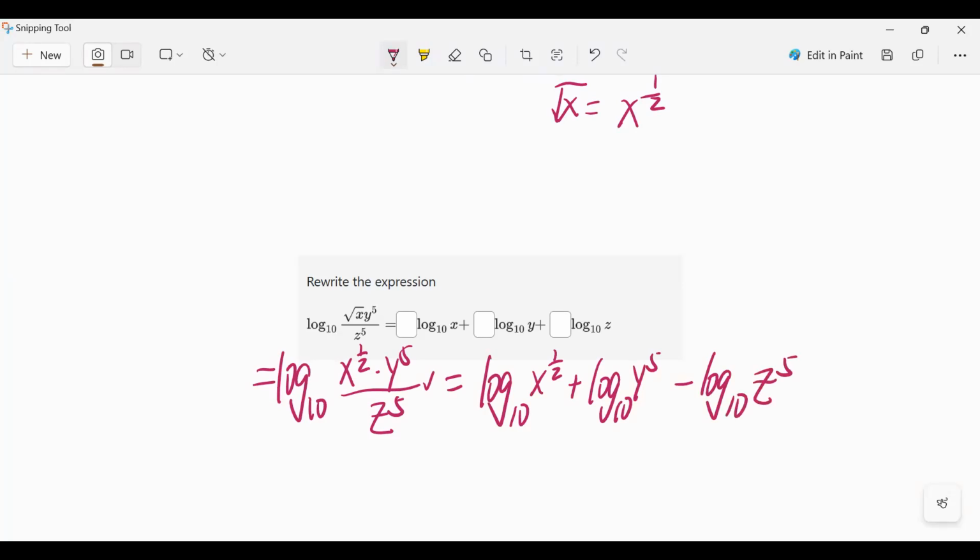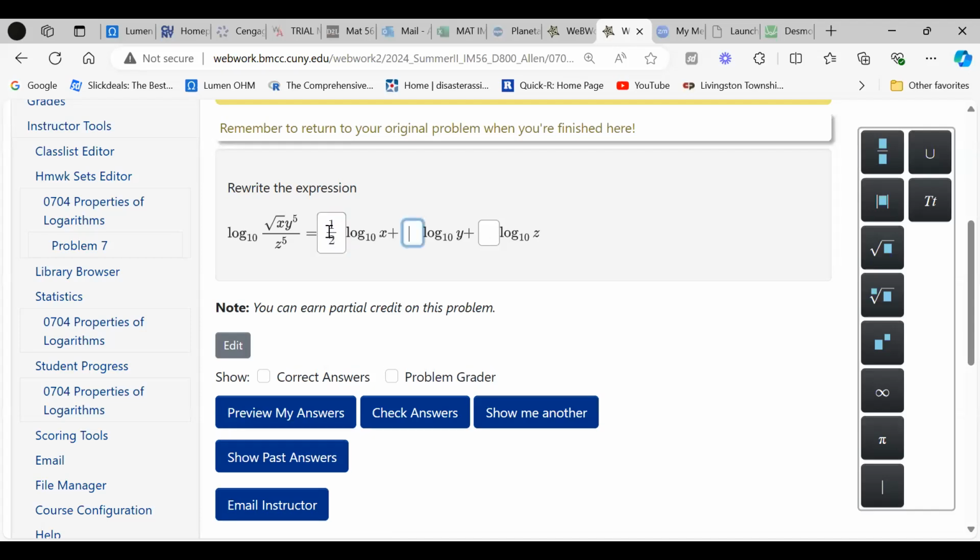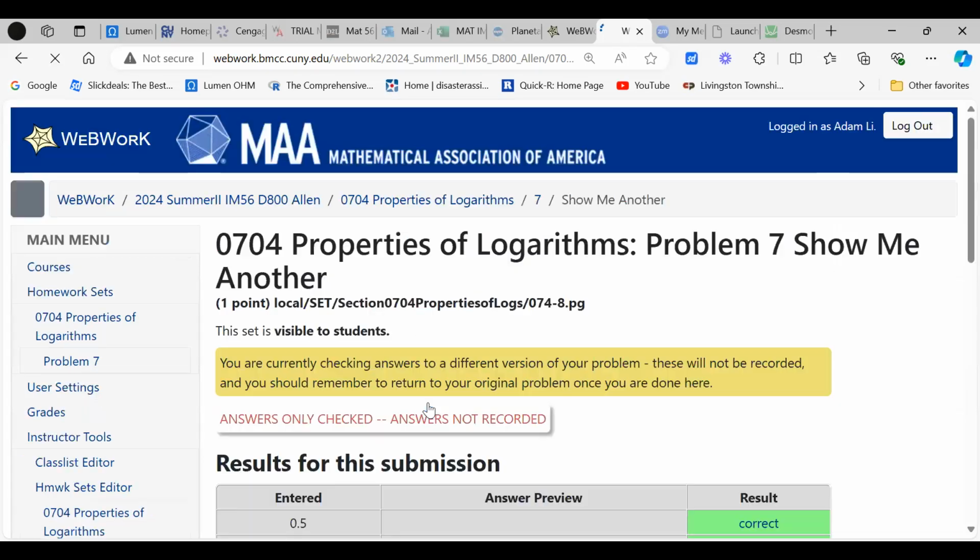Now put all the powers in the front, making them coefficients: half log 10 x plus 5 times log 10 y, and minus 5 log 10 z. So the answer is going to be half, 5, -5. So that should do it. Submit it, and we get all the answers. It's good.